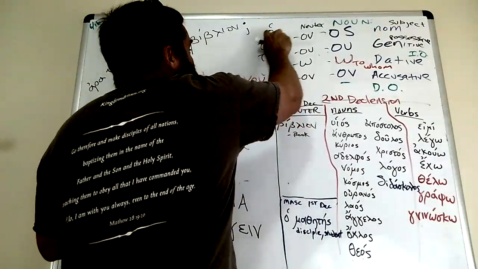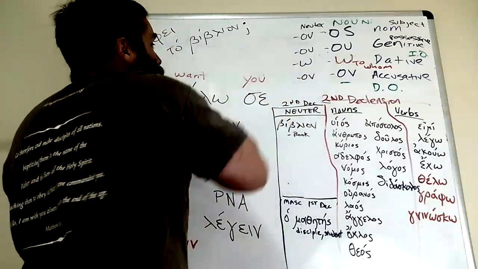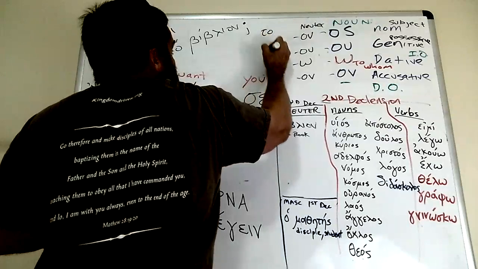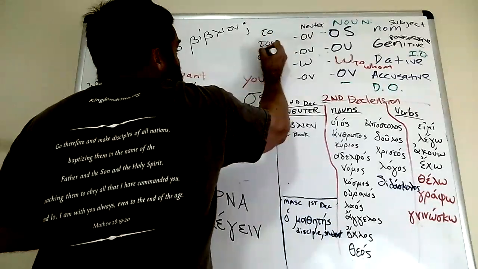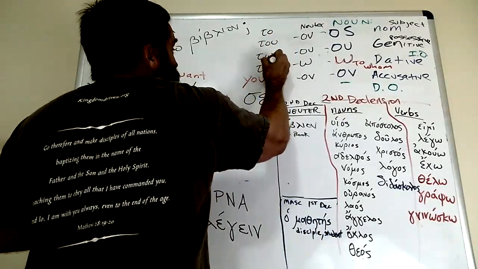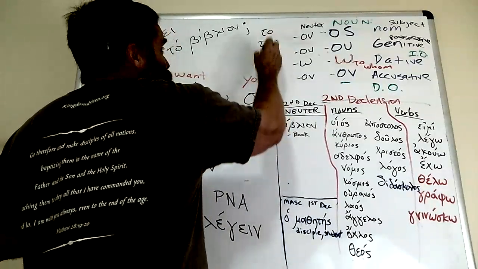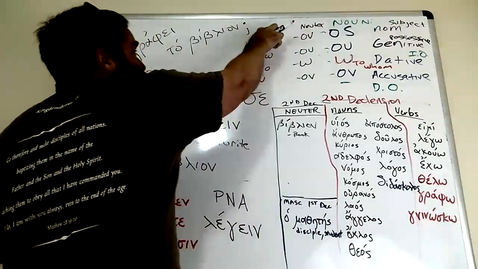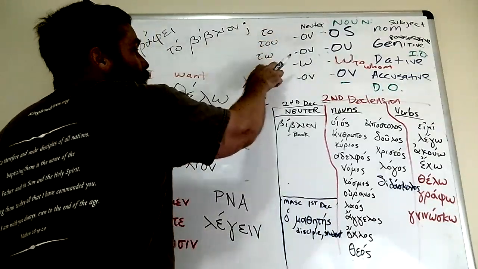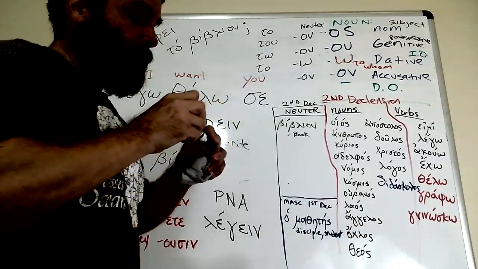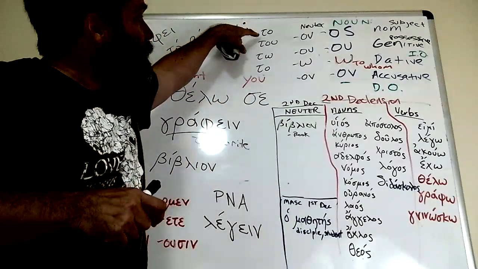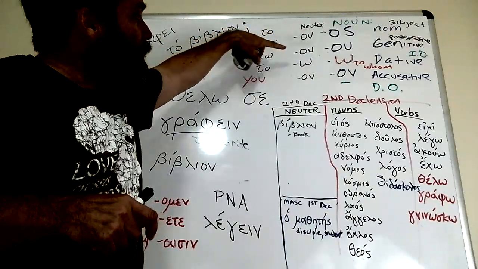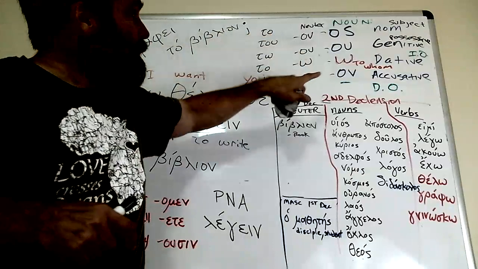So now let's look at it for neuter. So neuter would be to, tu, to, to. Yeah, so it's kind of a short sort of thing here. So to, tu, to, to. So to biblion, tu bibliu, to biblio, to biblion.